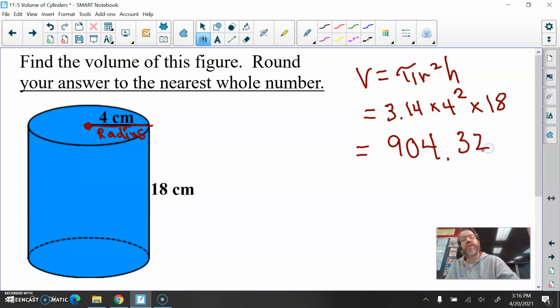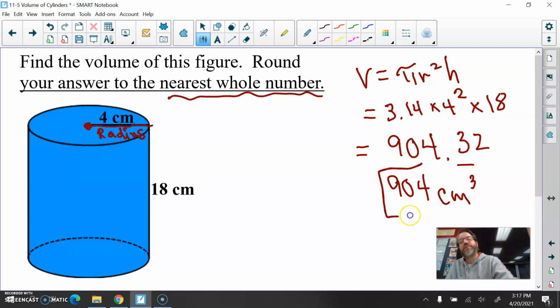904.32. Again, the directions say to round the nearest whole number. In the tenths place, I have a 3. If it were 5 or more, I'd let it soar, but it's not. It's less than 5. So we're just going to round it to 904. Volume, again, is cubic units. So I have cubic centimeters. Okay, so that's all there is to it for finding volume. Isn't that nice? It's a lot easier than finding surface area.